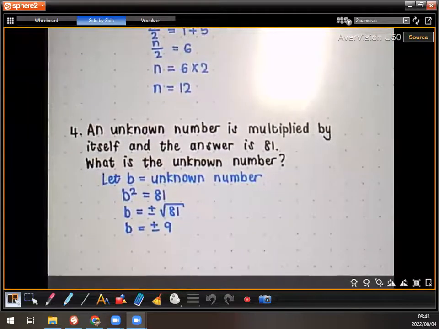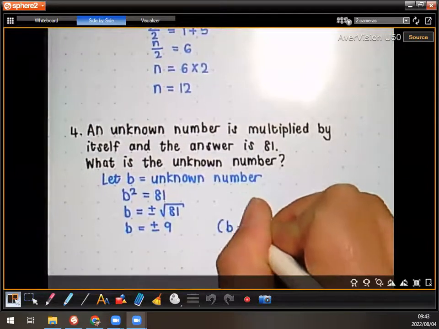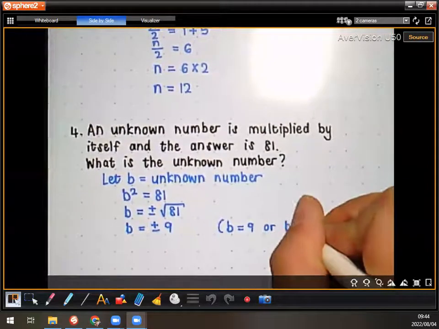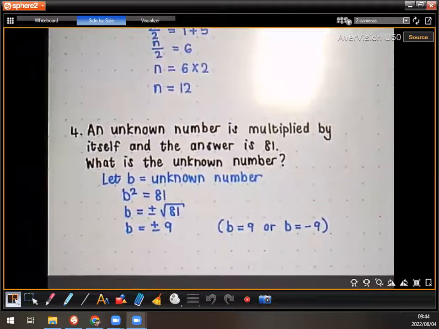Why is it plus minus again? How many answers is that actually? The square of a positive number and a negative number is the same. So guys, what I actually have here is two answers for B, right? B is 9, but B can also be negative 9. Alright, so if you want to, you can write it like this: B is equal to 9, or B is equal to negative 9. That's also fine.